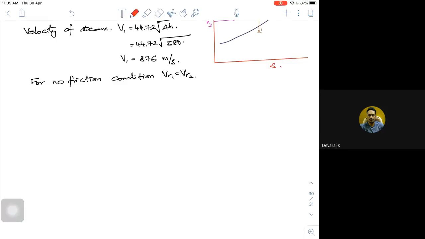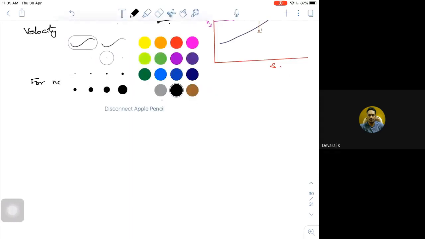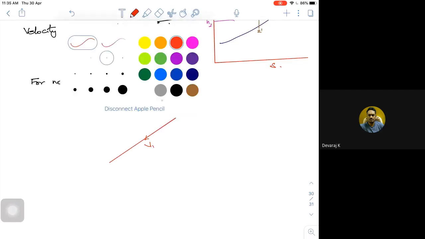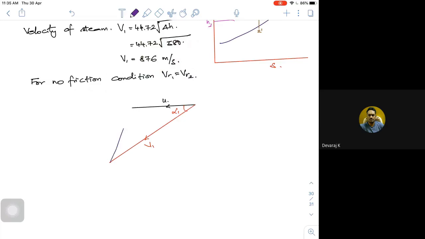So it's my U, and this is my V1. Fine. So this is alpha 1, which is 20. So I can join it to get my VR1. I can join and get my VR1. So I can calculate my VR1. How can I calculate my VR1?